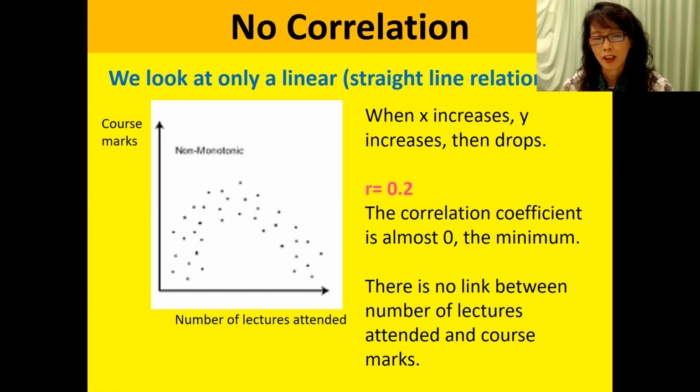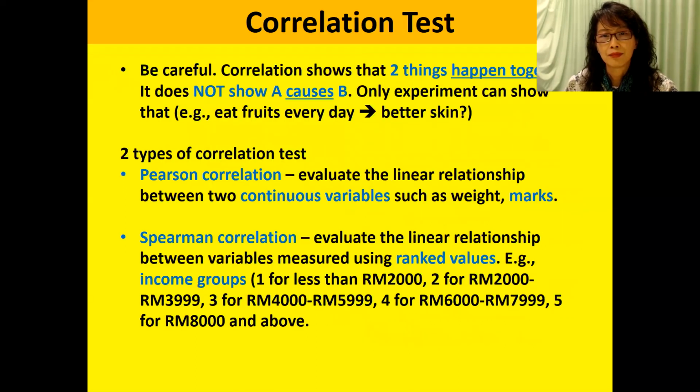So when you calculate it as a whole, R is only equal to 0.2. The value is too small. The strength of the correlation is not there. It's so close to 0. So there is no link between the number of lectures attended and the course marks. Maybe it's due to other reasons, such as students' intelligence, the students' effort on their own, etc. So this is a case when there's no correlation between the two variables that are studied.